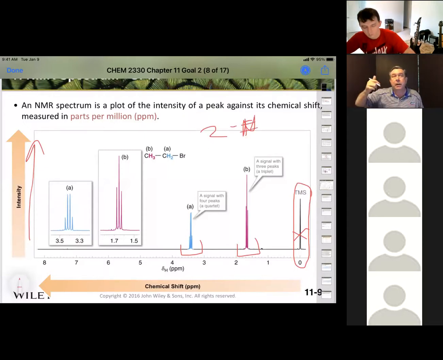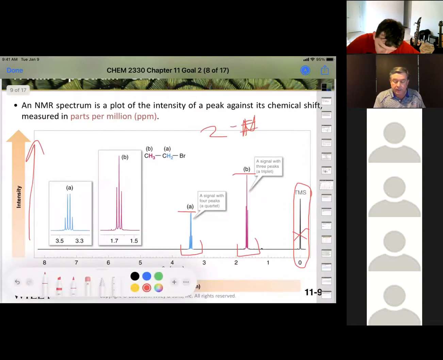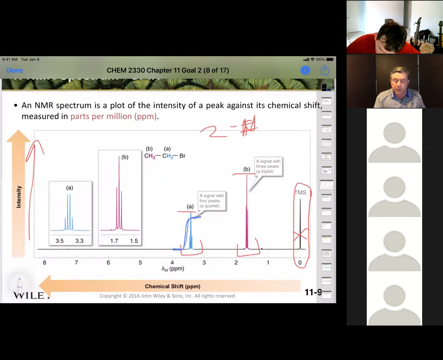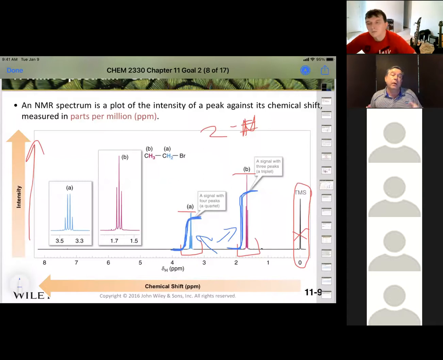So let's see, it's number, intensity, okay? The intensity is not the value of the height itself. The intensity is actually the area completely under the curve. And we call this an integral. We're going to sum up all the area under the curve. And what we're going to see is the ratio from one peak to the next peak is equivalent to the number of hydrogens on that peak. And I'll show you that in a minute.